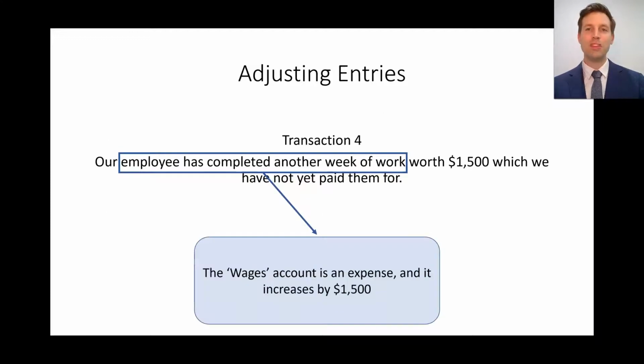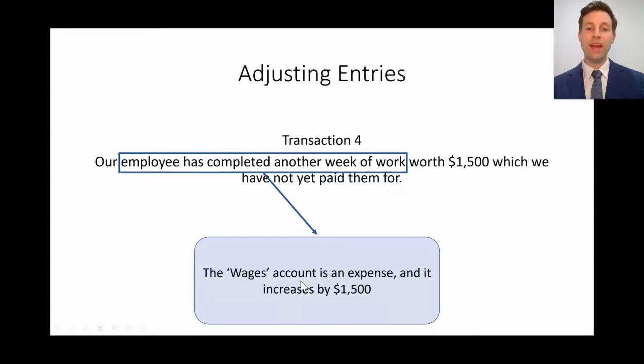So here's an example of a simple adjusting entry. At the end of the month, our employee has completed another week of work. We want to produce our financial statements because it's the end of the month, but we have not actually paid cash to the employee yet. But the employee has done a week of work. So what we need to do is we need to record the fact we have incurred a wages expense, and we need to record the fact that our employee is owed $1,500.